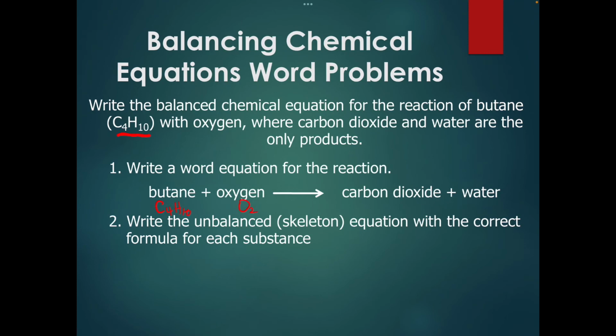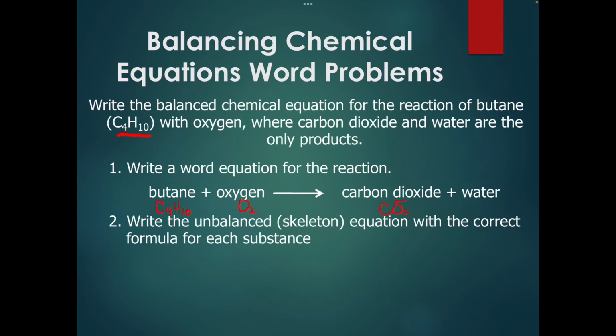And then we have carbon dioxide and water. Carbon dioxide is a molecular compound. We see dioxide. So even if you didn't know what carbon dioxide was, you could see there's no prefix in front of carbon, so that's just a C. And then dioxide is telling us O2.